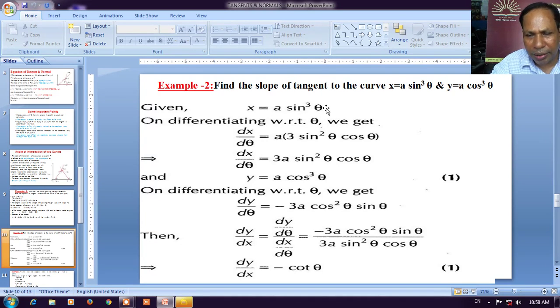Now to find dy by dx, that means slope of tangent, we have to differentiate x with respect to theta because x is a function of theta, and also we have to differentiate y with respect to theta. So differentiating x with respect to theta, we are getting dx by d theta is equal to a into derivative of sin cube theta, which is 3 sin square theta into cos theta. So that becomes 3a sin square theta into cos theta. Similarly, dy by d theta is minus 3a cos square theta into sin theta. So on division, dy by dx becomes dy by d theta divided by dx by d theta, that is minus 3a cos square theta into sin theta divided by 3a sin square theta into cos theta. So on simplification this becomes minus cot theta.